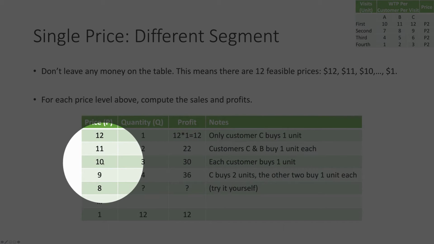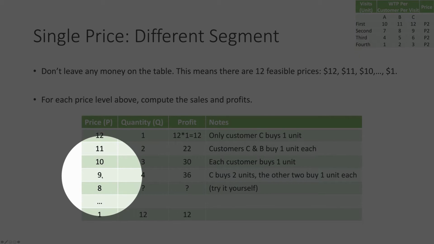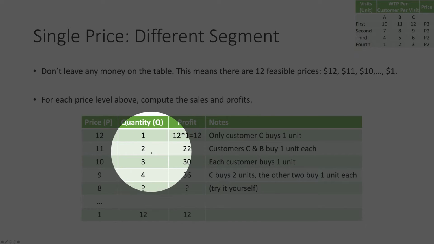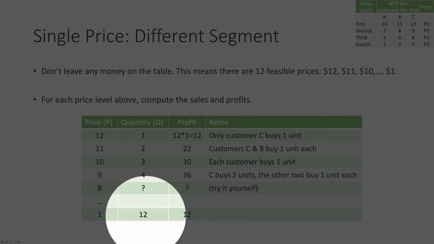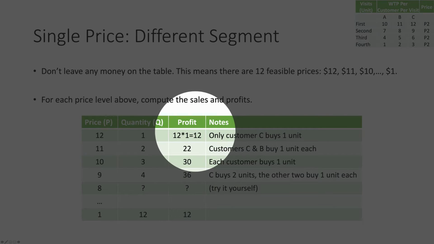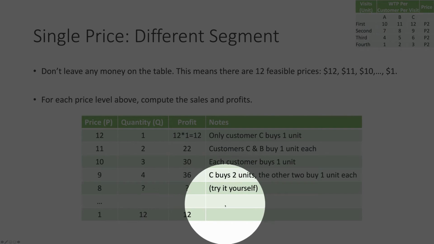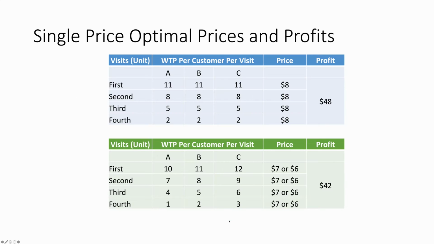And then similarly, so on and on, we can calculate the price levels of 10, 9, 8, all the way to 1. And then we figure out the demand based on the willingness to pay table. Then we can calculate the profit received. You can try it yourself to sort out all the different price levels. And after this calculation, here is a summary of what we have in the single optimal price case.